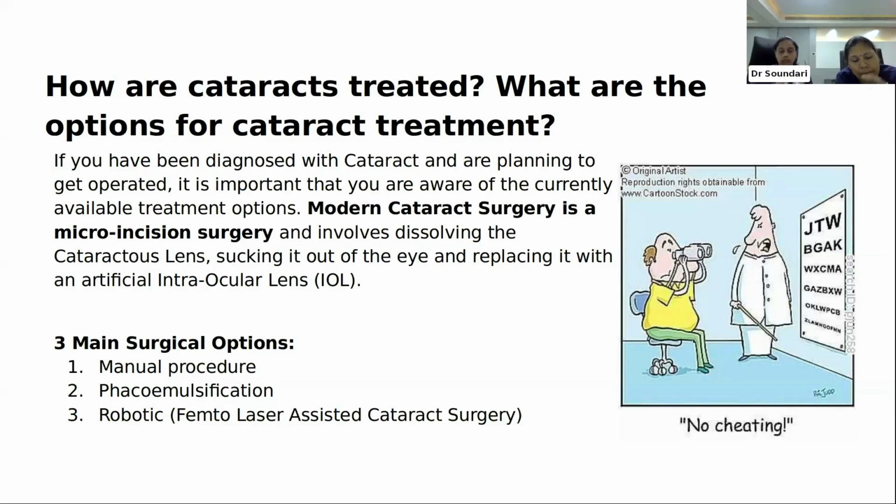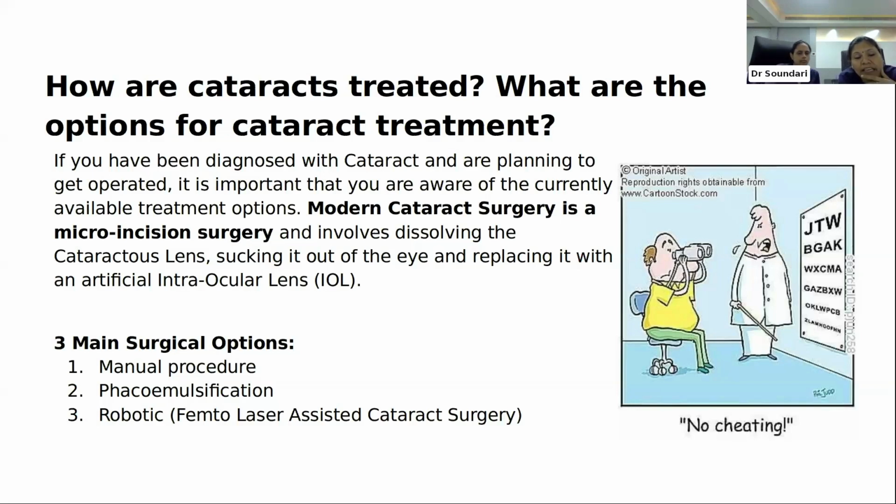If you look at the options, there are three main options. One is a manual procedure where you make a small incision, remove the cataract and implant a lens. The second method is called phacoemulsification, in which ultrasound energy is used to break the cataract into small pieces and we suck it out. The entire incision is less than 2.5 millimeters, so the healing is very fast. The patient recovers very fast in phacoemulsification, and you put in a foldable lens inside. The lens goes inside and unfolds there.